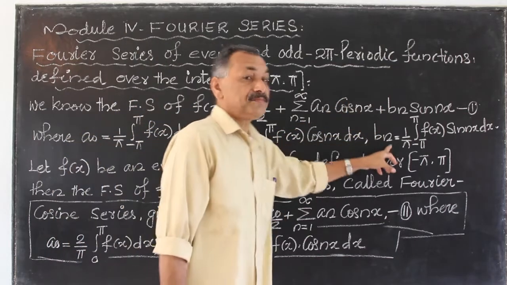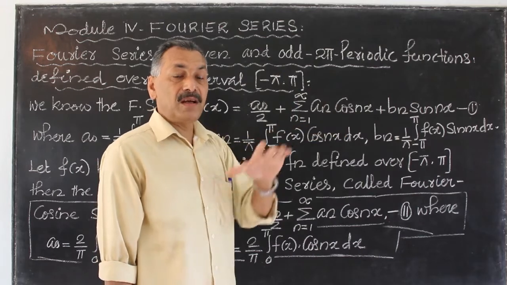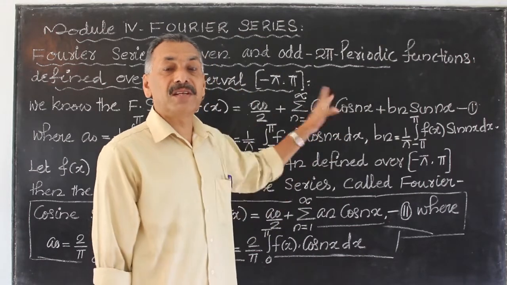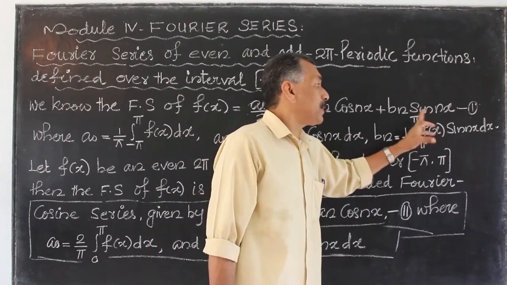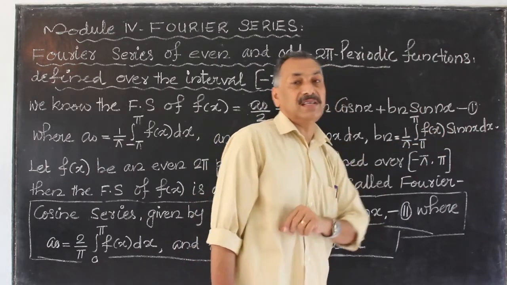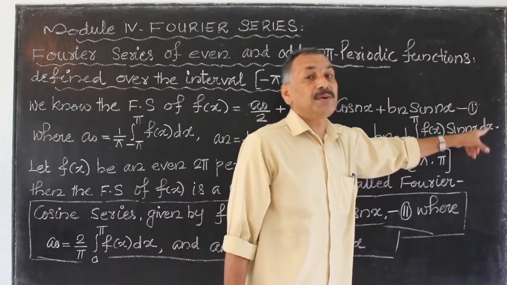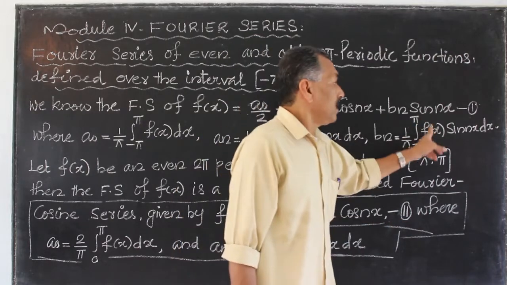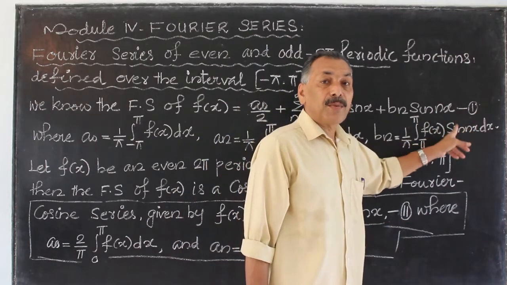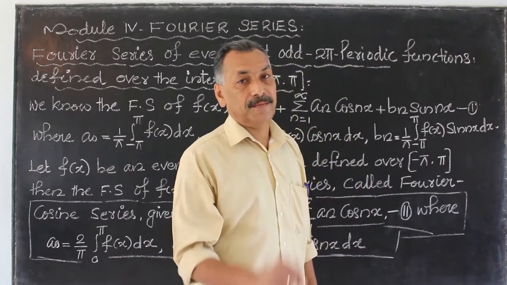Then what is bn? This is the Fourier series of the function f of x, and bn is equal to 1 by pi integral minus pi to pi f of x into sin nx dx. f of x is even, but sin x, sin 2x, sin 3x, etc., that is sin nx, are odd. Then the product f of x into sin nx is odd.